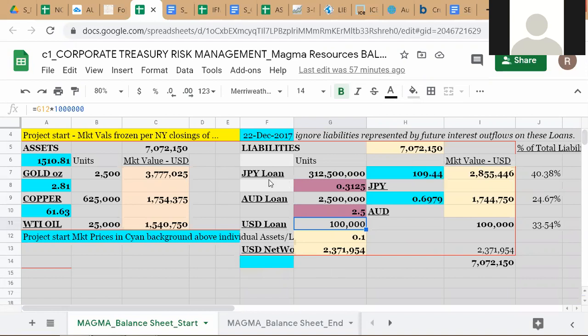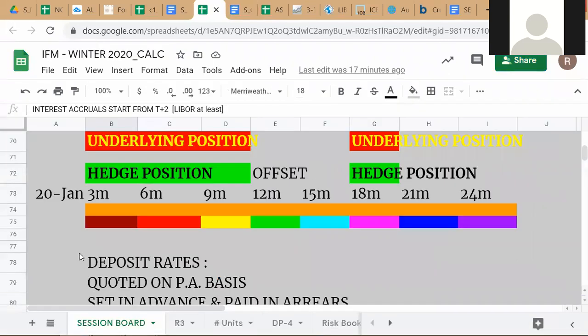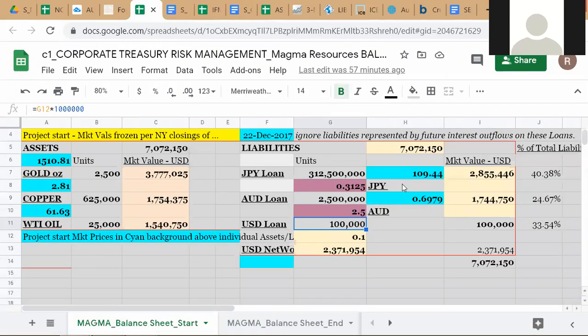So when you look at the yen loan and the Aussie loan, you say that these loans have only foreign exchange risk. The yen loan has an 8-year maturity, with the interest rate fixed at 275. The Aussie loan has a fixed rate of 5%. So there is no interest rate risk on the Aussie loan and the yen loan, but of course, as Vipul and others pointed out, there is a foreign exchange risk, because the fluctuation of this rate and this rate will change the market value of the yen and the Aussie loans. So there is a foreign exchange risk, but no interest rate risk.